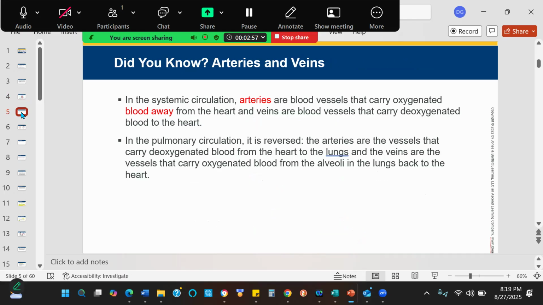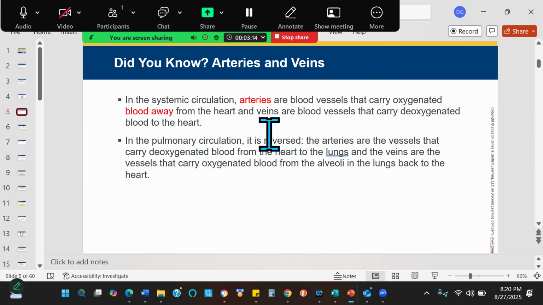Arteries are the blood vessels that carry oxygenated blood away from the heart. I put those in red because red is the color of oxygenated blood, and arteries are away. My professor said that years ago: A for artery, A for away from the heart.